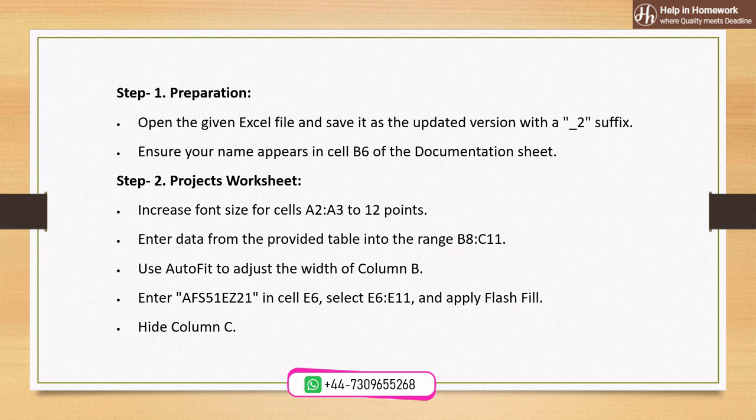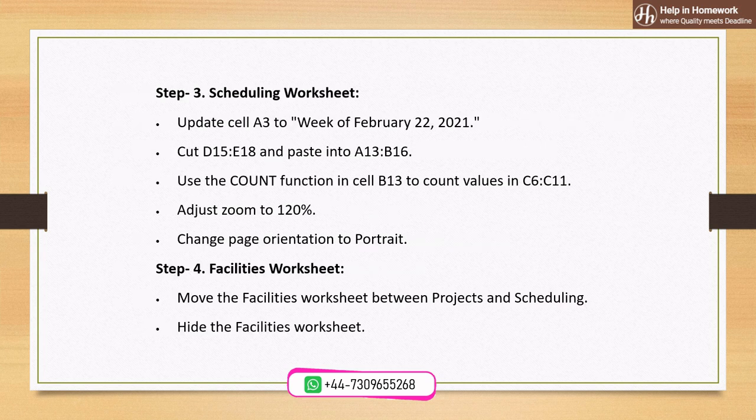Use AutoFit to adjust the width of column B. Enter AFS 51 Easy 21 in cell E6, select E6, E11, and apply Flash Fill. Hide column C. Step 3. Scheduling Worksheet. Update cell A3 to week of February 22, 2021.